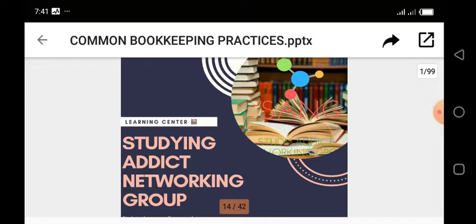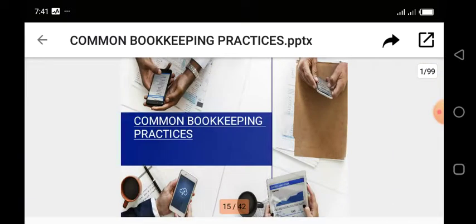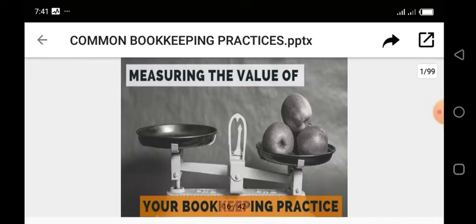So today we'll be looking at the common bookkeeping practice. I want you to pay attention, usually for junior secondary school. This is a form of introduction class for them to know the common bookkeeping or accounting practice when it comes to recording of information into journals or ledger. So that's what we're doing in this video. It's all about measuring the value of your bookkeeping.